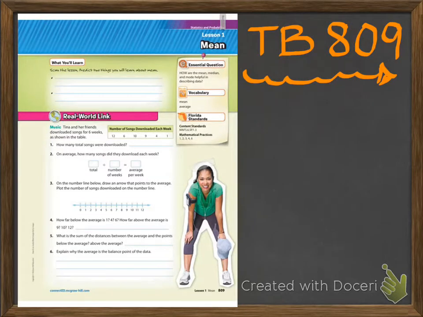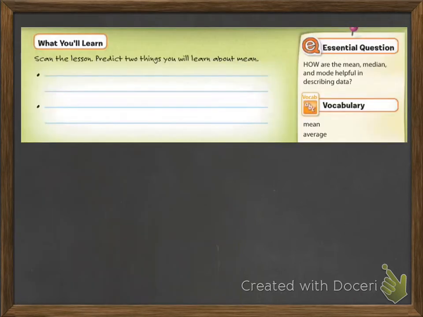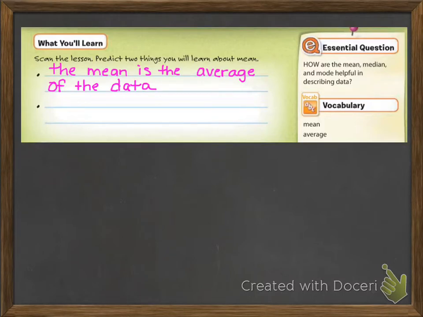All right, as you can see here, we're looking at textbook page 809, lesson 1. This is on mean, and the first thing says to scan the lesson and predict 2 things you will learn about mean. So go ahead and do that now, scan the lesson, and then I'll let you know what I have here. So the first thing that we came up with is that the mean is the average of the data. So this average is no different than the average of your test scores or the average of all of your homework grades. It's the same concept.